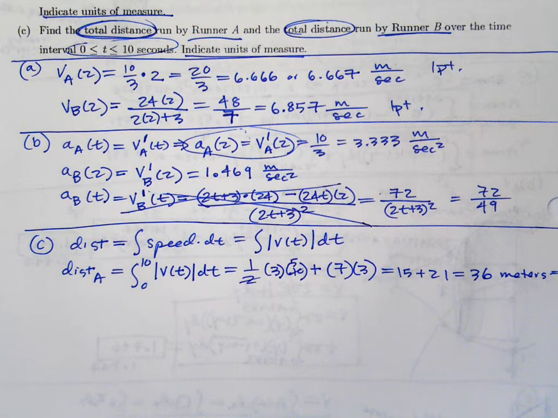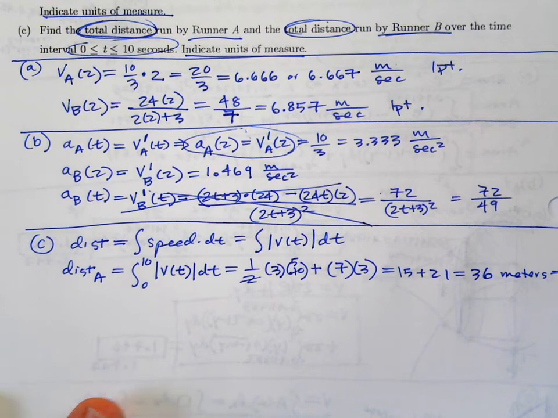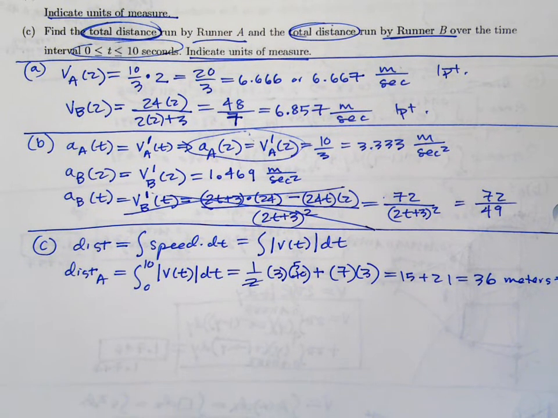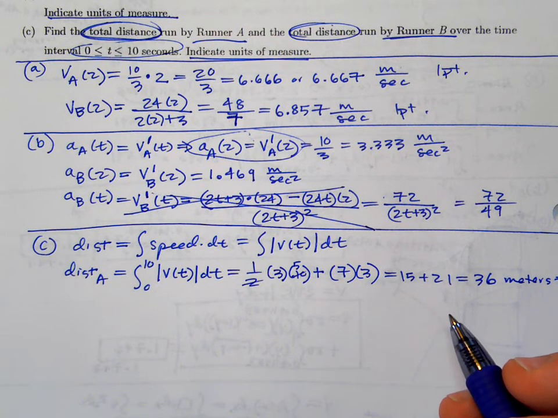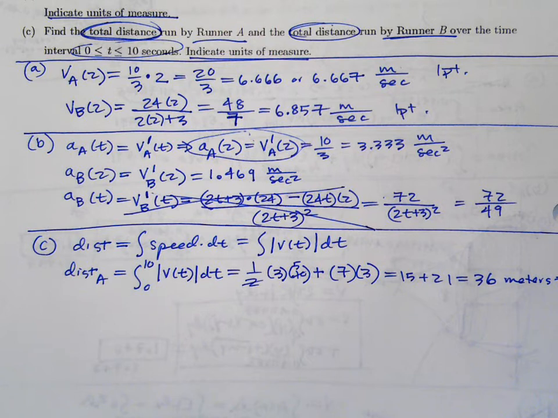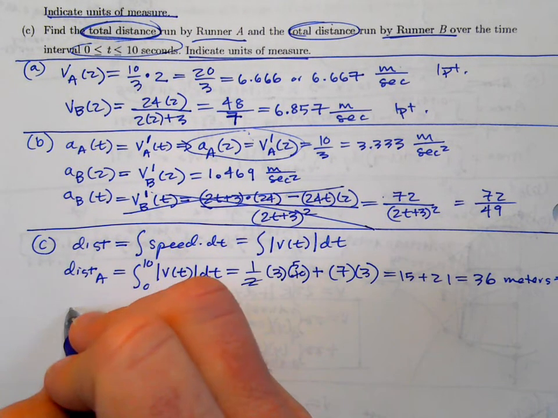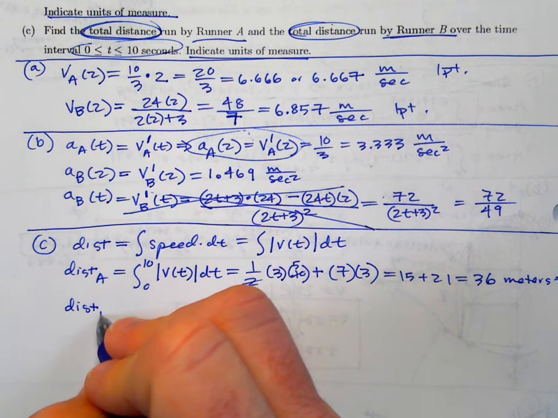For the distance of A from 0, now I made a mistake somewhere. Let's see. What did I do? No, I think I'm good. I think I made a mistake on my original solution. So I think that's the right answer. Someone in the comments point out if I made a mistake.